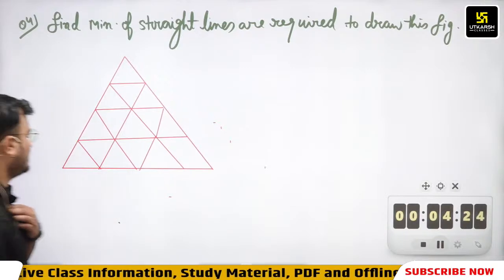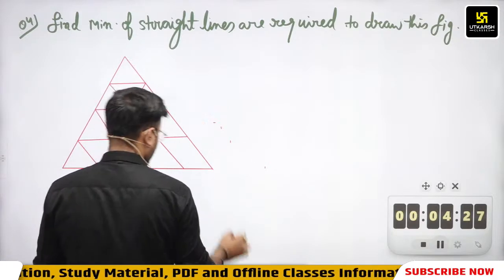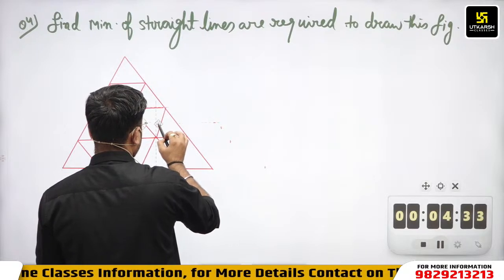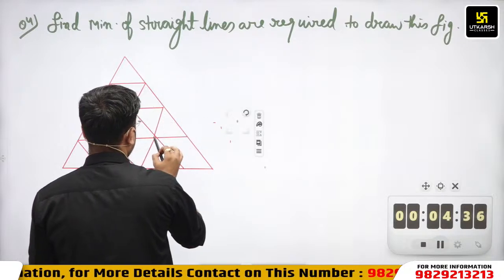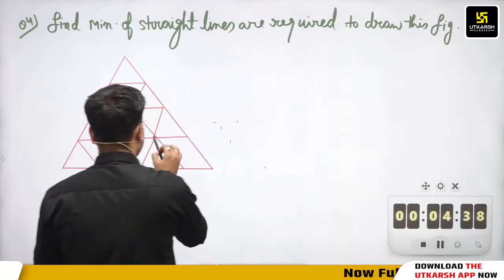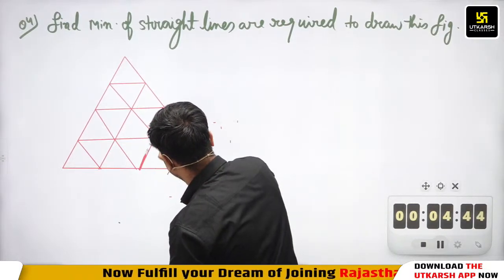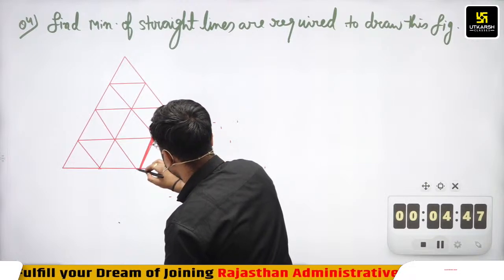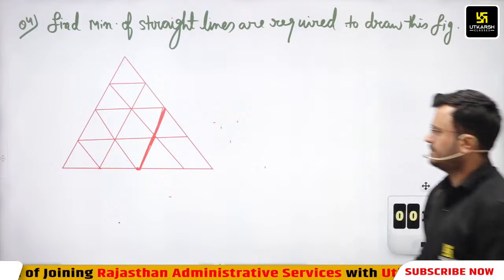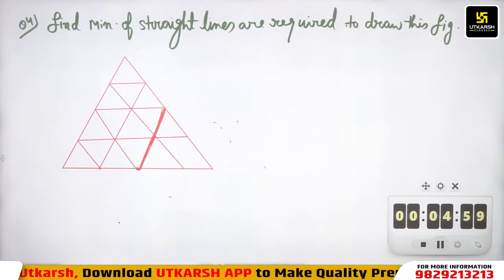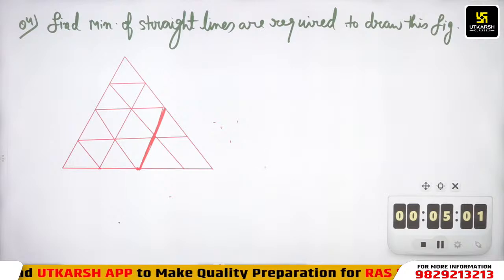So how many straight lines are required to draw this figure? This one is your single straight line. This one is also a single straight line, okay? So as I told you, we need to divide the given figure in three parts: horizontal, vertical, and inclined. And at the end, we need to add all these numbers, and it will give you the total number of straight lines required to draw this figure.